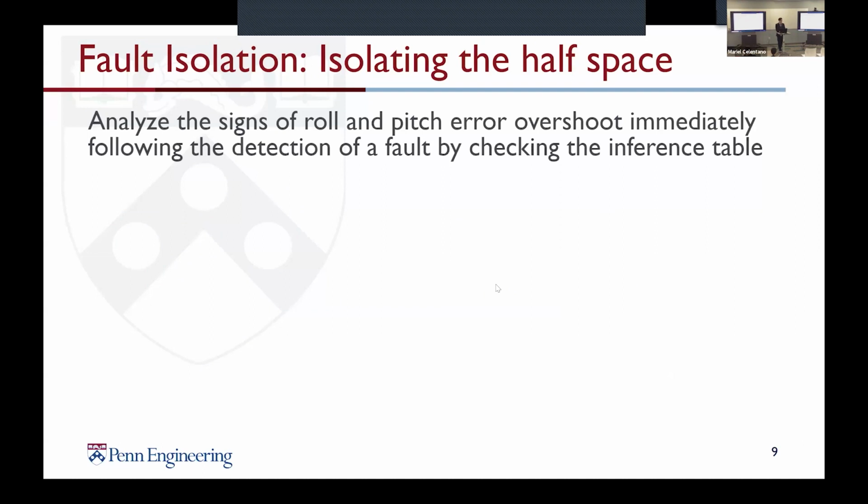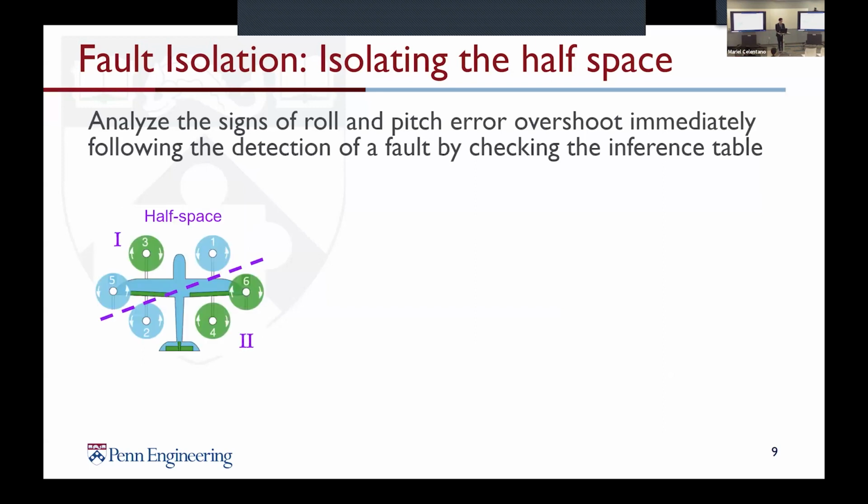For our steps of fault isolation, we want to shrink our candidate list. So the first step we do is isolate the half space. We define two half spaces for this vehicle model. The first one is half space 1, which contains rotors 1, 3, 5, and the second is half space 2. It contains rotors 2, 4, 6.